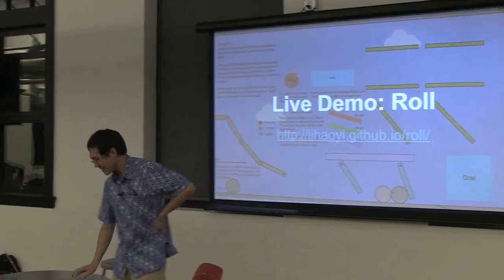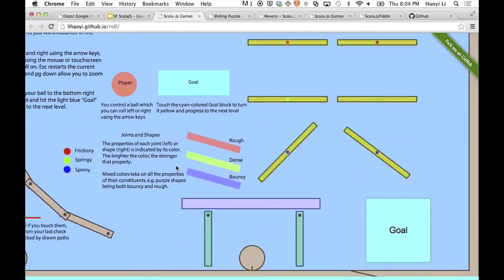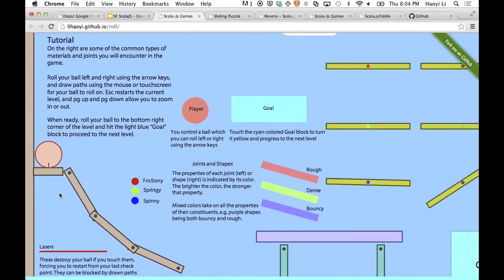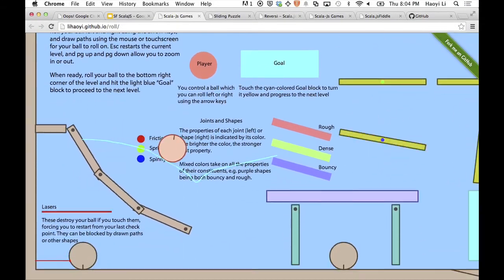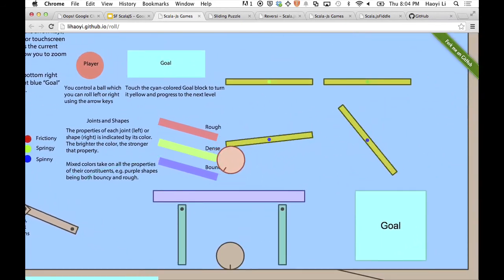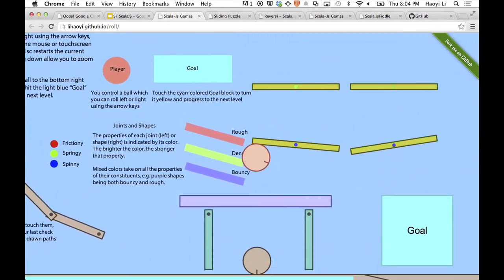So here's the next demo I'm going to show you. This is Roll, which is a game I made last November. It is also written in Scala. I'm not sure what you think about that. So this runs in the browser. This is hosted on GitHub Pages.